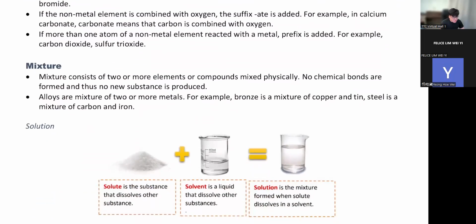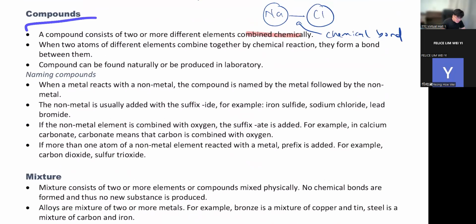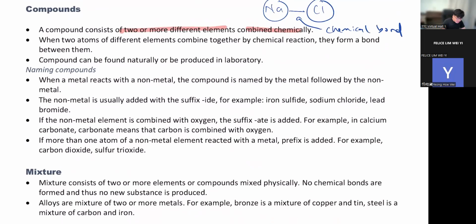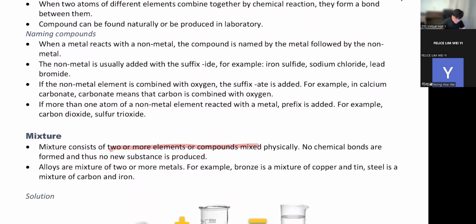Okay, so what is a mixture? A mixture is almost the same thing as a compound. They are two or more elements also, but they are combined physically. Can you see the word physically? That means you guys don't get married, you don't become friends.